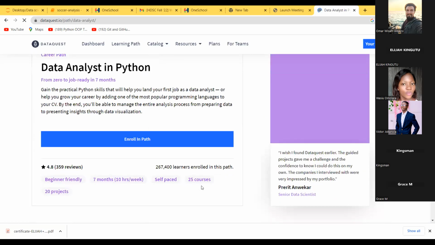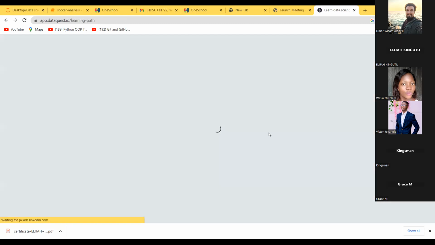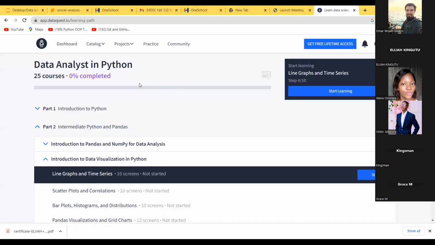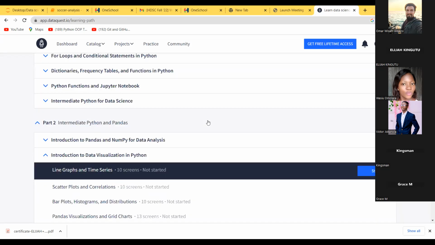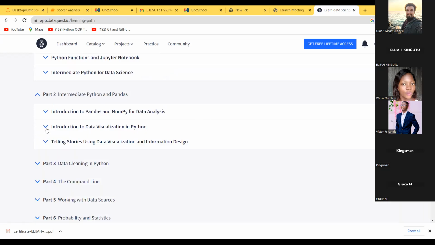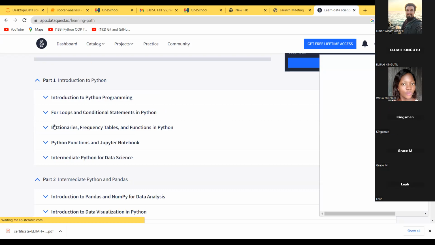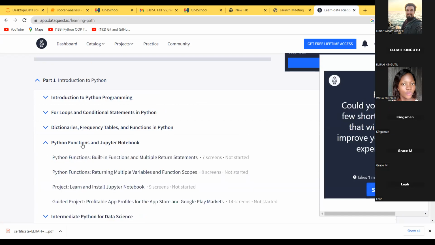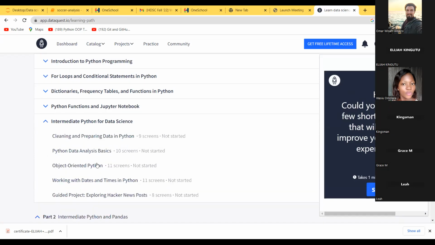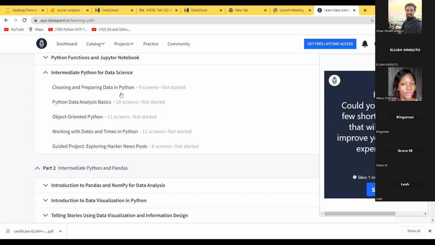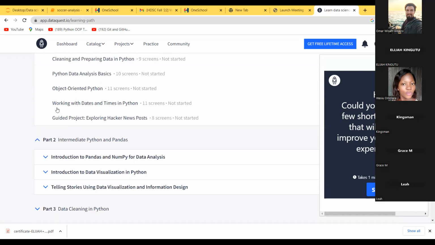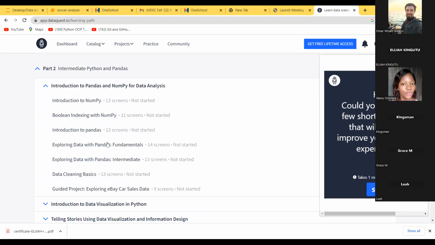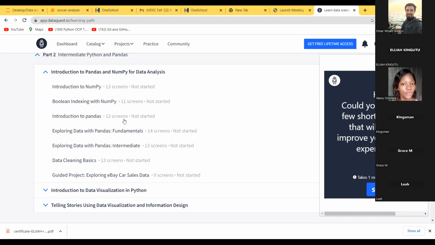Now when I choose this path, it's loading. Let me click enroll for free. Is it free? Actually, I have access for this only. I had a scholarship for 1 year. You can try to look for those scholarships. They are out there. Do you see Introduction to Python for Programming? It's only talking about Python for programming in data science. Then intermediate: training and preparing data in Python, Python data analysis, basic object-oriented programming, working with data. It does projects too, guided projects. It's explaining pandas, NumPy, Boolean with NumPy, introduction to pandas, all this.